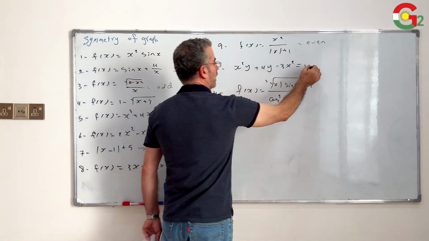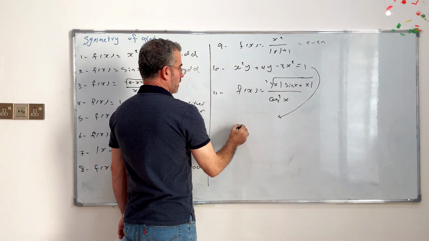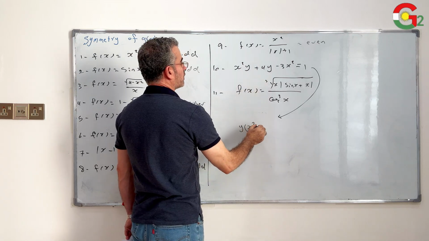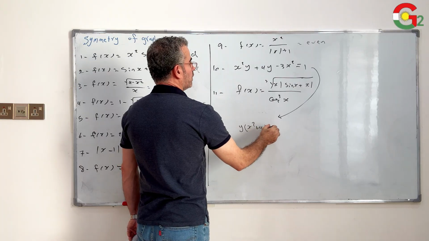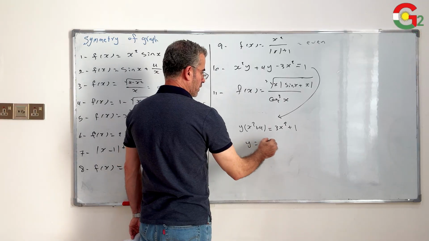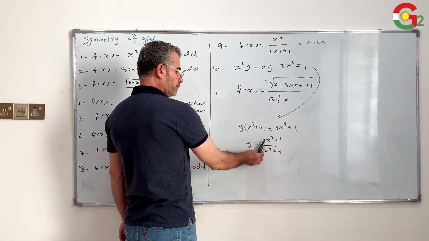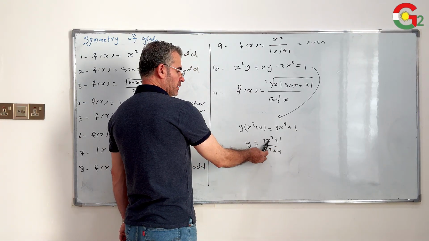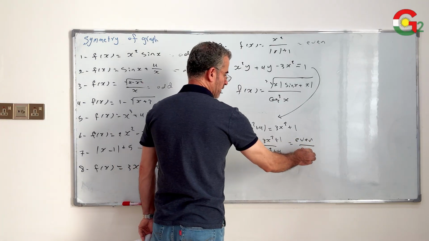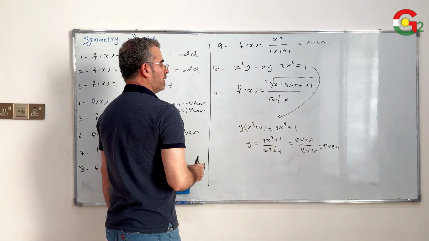Number 10: I need to simplify this function to find its symmetry. Analyzing y for these two terms, x to the power 2 plus 4 equals 3x to the power 2 plus 1, then y equals 3x to the power 2 plus 1 over x to the power 2 plus 4. Now, even times even plus even, it is even over even plus even, also even. The answer is even.